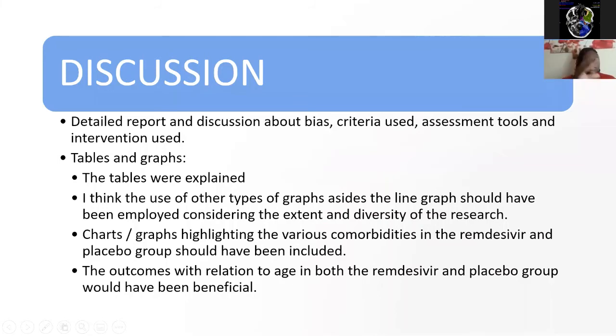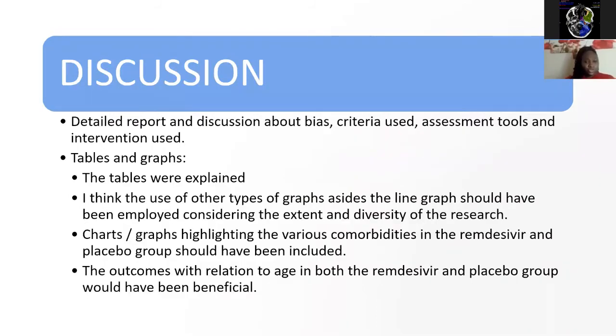There were tables which stated that this age bracket had placebo, this age bracket had Remdesivir. But I think it would also have been beneficial if they included a chart saying, this was the age range in the Remdesivir group that had maybe the shortest recovery time, or those that died, or those that had serious adverse effects. For instance, they stated that some had respiratory failure. If they are charted, what age group fell under that range? What comorbidities did they have? I think it would also be nice, in my own opinion.